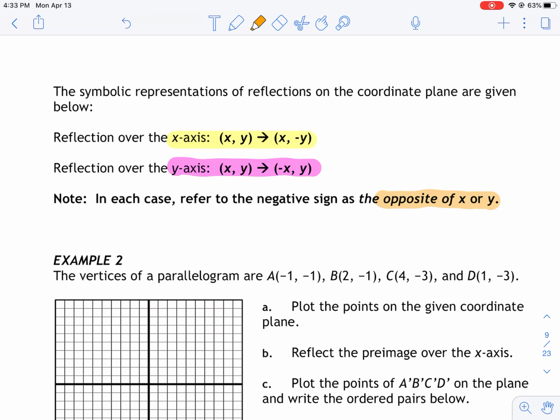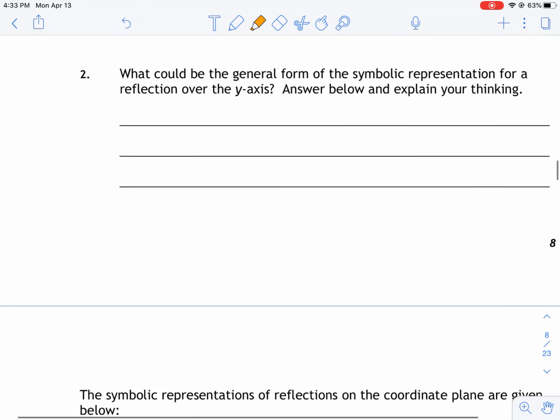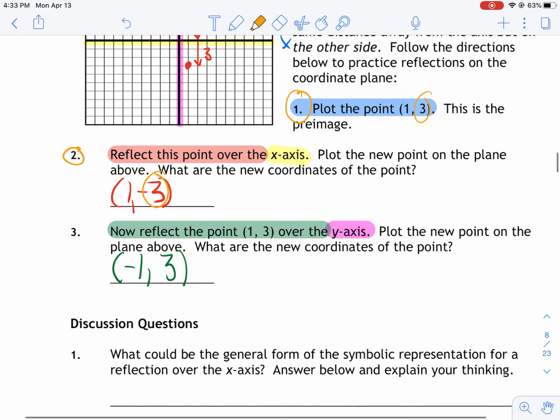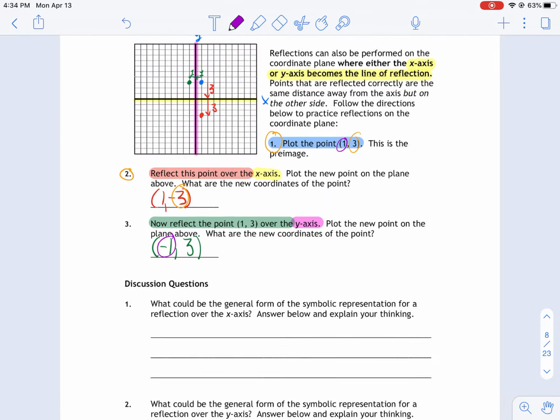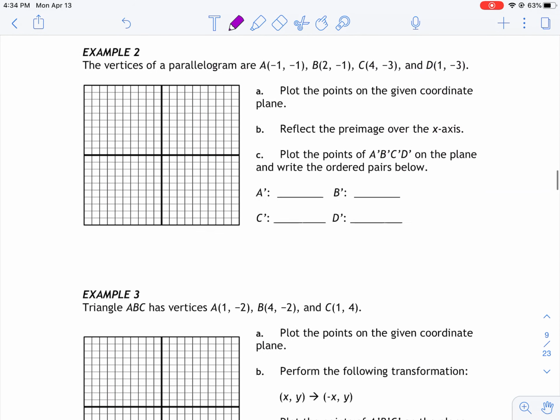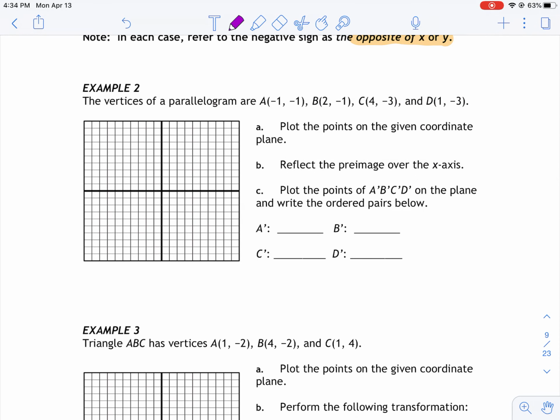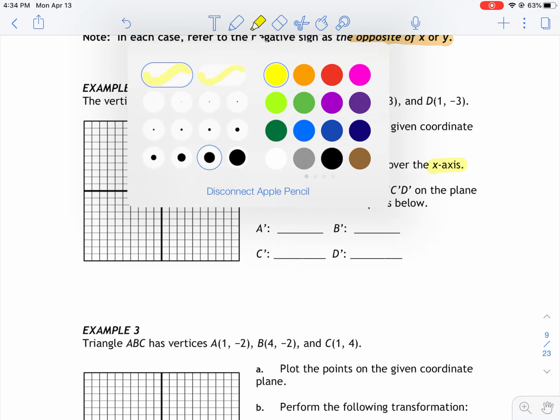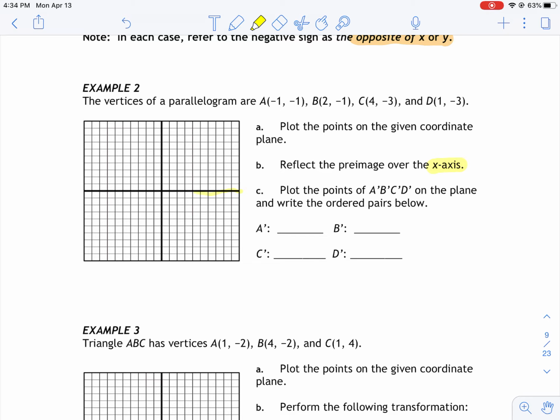Okay, and that couldn't be any more true than right now, because now we're talking about the opposite of x, the value of x. And as we compare step 1 to step number 3 here, +1 went to -1. Okay, so that's how the symbolic representation works. I'm going to let you do example 2 on your own. I'll plot the pre-image with you, and then I'm going to pause and let you reflect this shape, this pre-image, over the x-axis. Okay, so we'll get that set up for you.